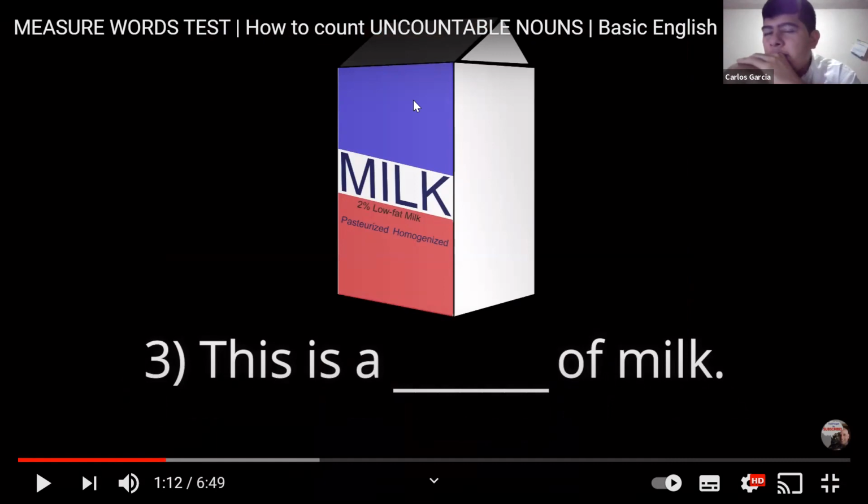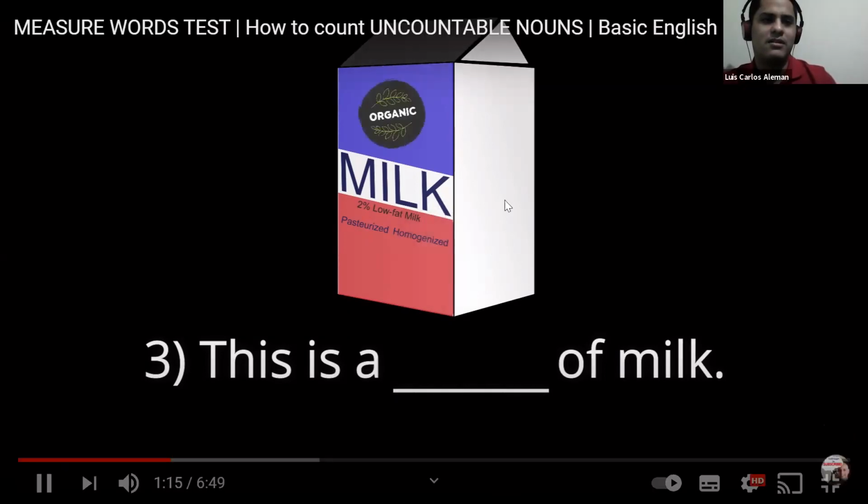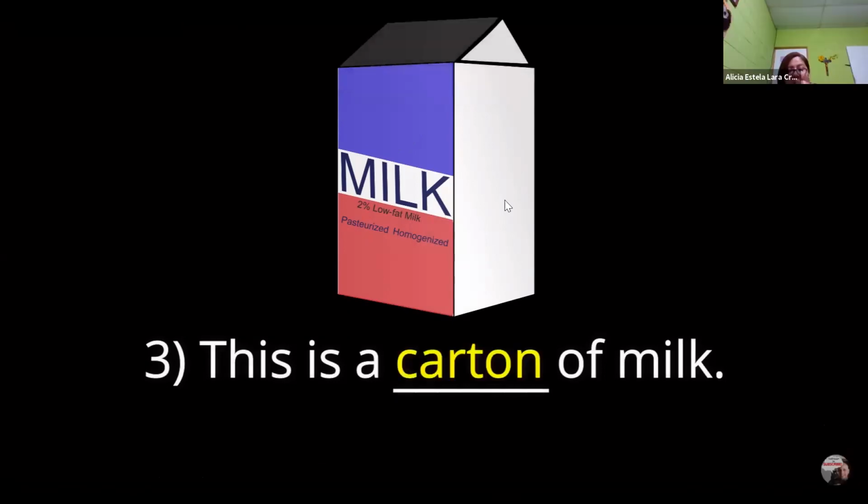This is a can? No, a gallon. There is a, I don't remember. It's not the bottle, it's not the can. What's the material of that? It's a square. What's the material? A carton. Yeah. A carton, yes. It can also say a box, right? And the answer is, this is a carton of milk. We can count cartons of milk.